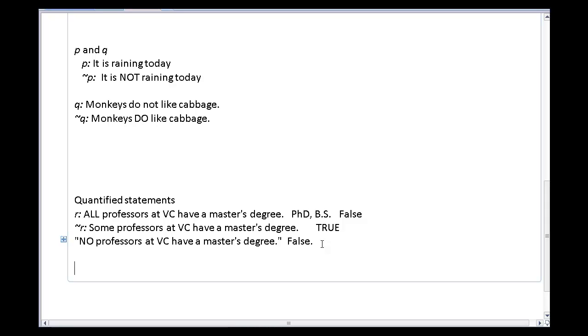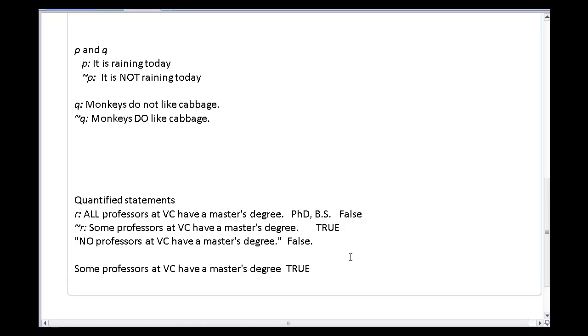Then the other thing that I want to talk about is that I could say something like, some professors at VC have a master's degree. What if this was my original statement? Well, this is true. To come up with the negation of this, I have to cook up something that we happen to know is false. I need a false sentence. I need a false statement.